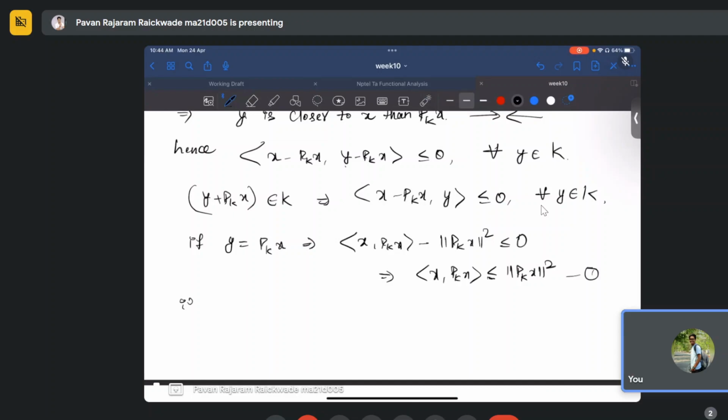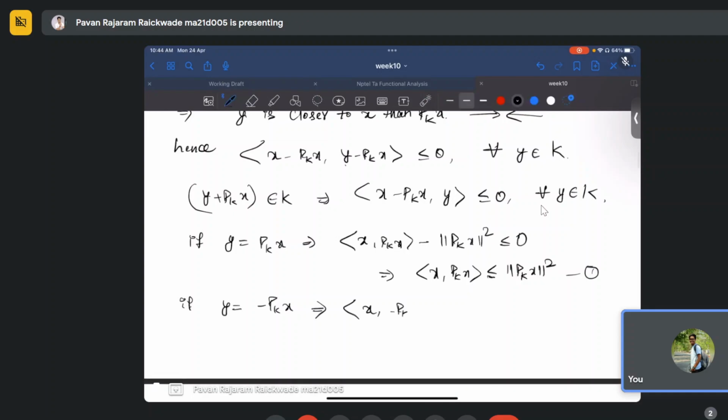Okay, let's see if we put y equal to minus PKx, what happens? This implies the inner product of x with minus PKx, no, not minus, here it will be norm PKx squared. Again, it is less than or equal to 0. That means norm of PKx squared is less than or equal to the inner product of x with PKx.